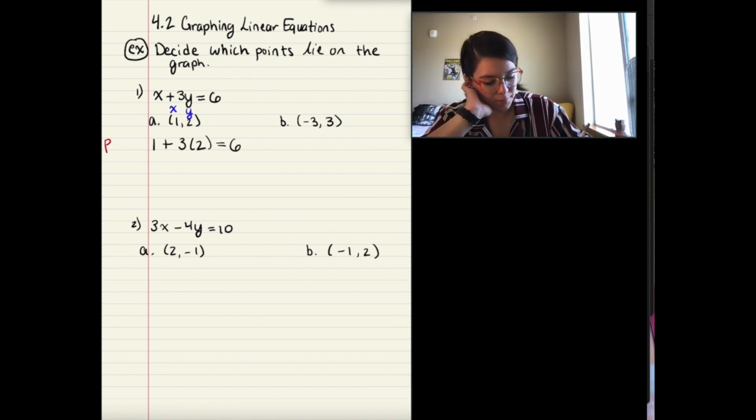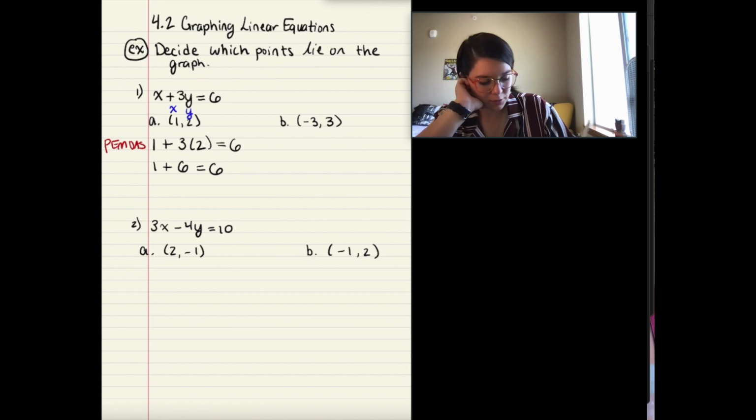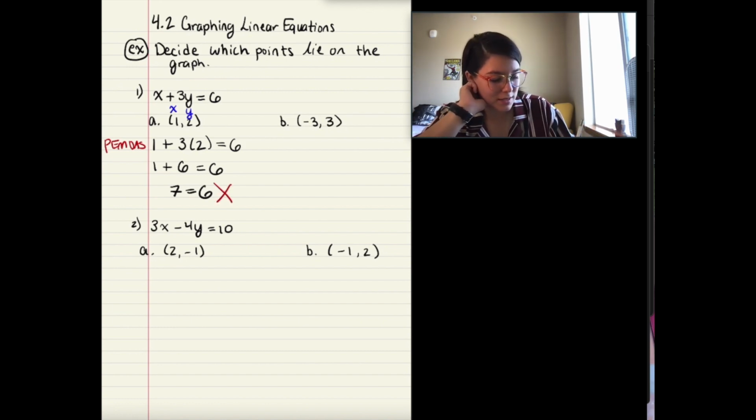So remember PEMDAS, that's our order of operations. So we have parentheses, exponents, multiplication, division, addition, and subtraction. So we'll do multiplication first since we don't have any parentheses or exponents. So we have 1 plus 3 times 2, which is 6, is equal to 6. Then on the left we have 1 plus 6, which is 7. So we have 7 is equal to 6. And that's not true. So this tells us that the point 1, 2 does not lie on the line.